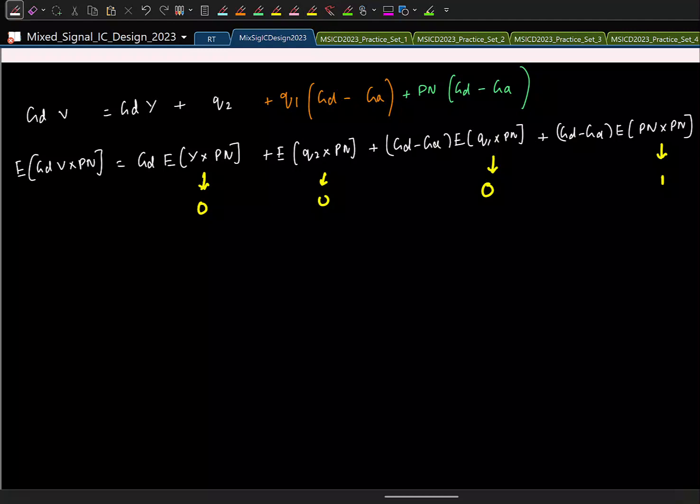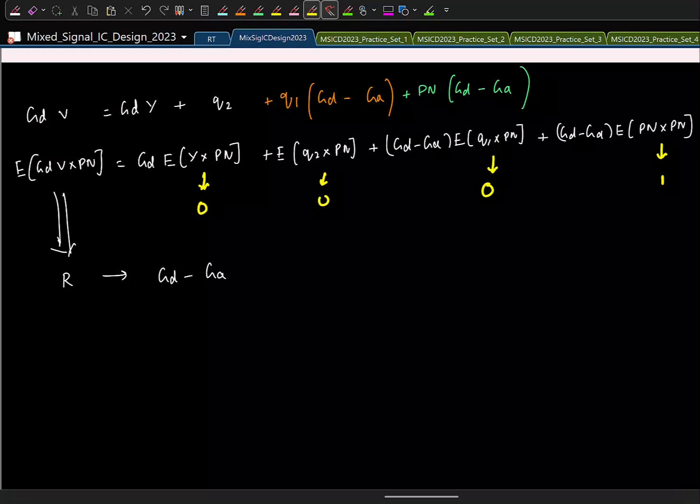Cool. So now let's say I call this correlation R. R will eventually tend to, what will be the value now? R is the correlation. The value is GD minus GA. So from this, what can I find? How close it is. And then what do I do next?